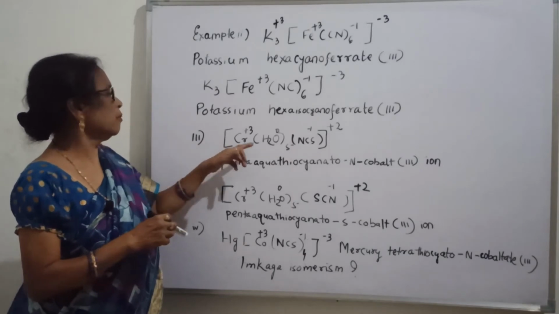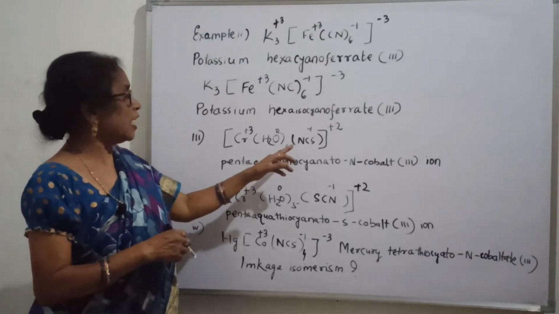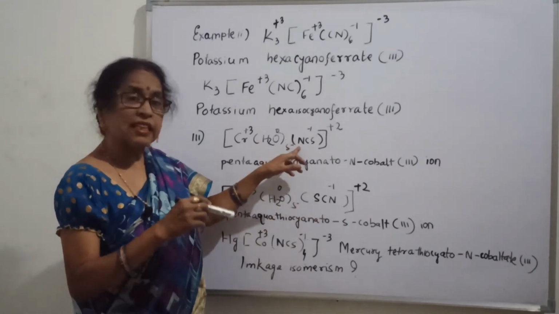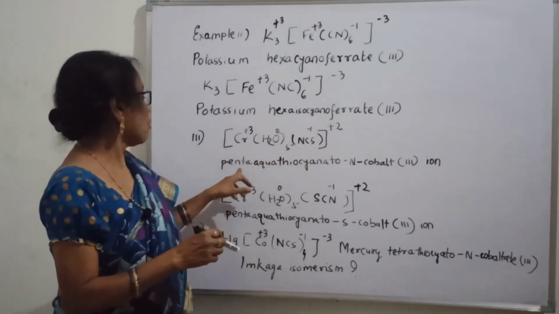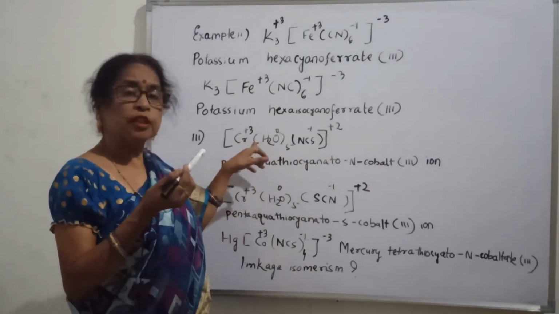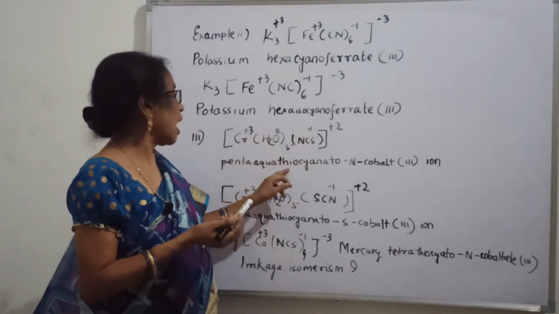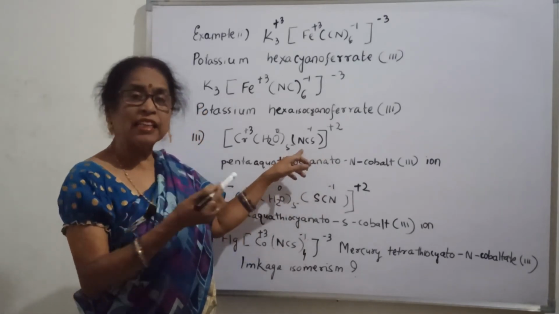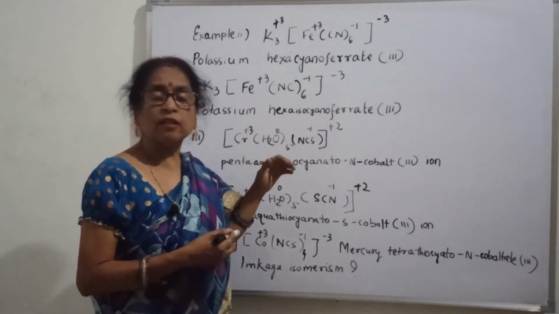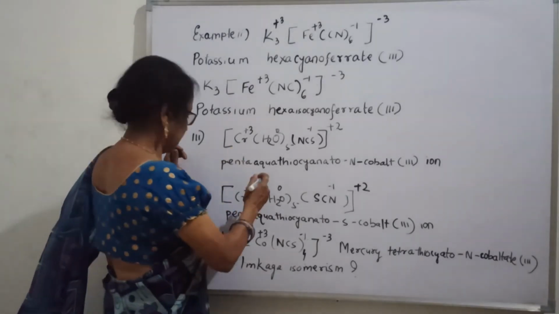Now here chromium, H2O 5 NCS. NCS means thiocyanato, but the link is through nitrogen. Now its linkage isomer, the link is sulfur. Here the link is nitrogen, here the link is sulfur. So pentaaqua, because water is 5 times, whose value is 0, neutral molecule, and here it is -1. What is the name? Thiocyanato-N, because N is attached to the ligand, and chromium(III) ion, because it is a cationic complex ion. It is not cobalt, it is chromium.